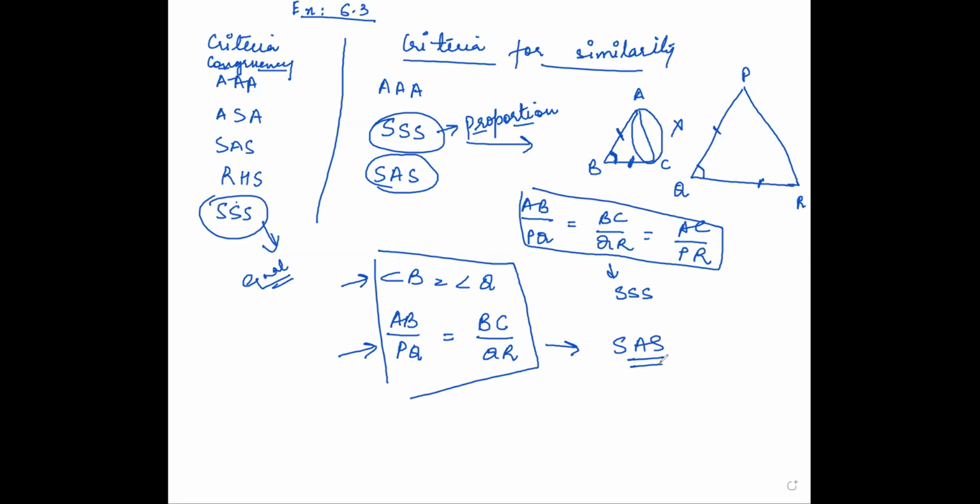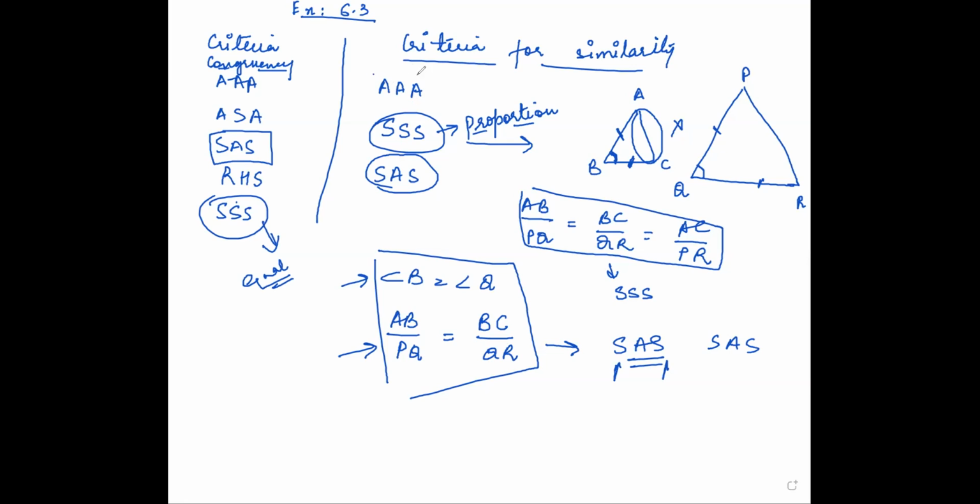So this SAS is different from the SAS criteria of congruency. Congruency means the sides are equal. What is SAS here? Two sides are in proportion and one angle is equal. And this SAS was different. That means the sides are actually equal in length, and here it means that the sides are in proportion. So that's the difference.